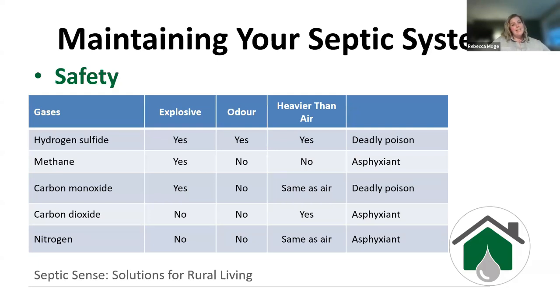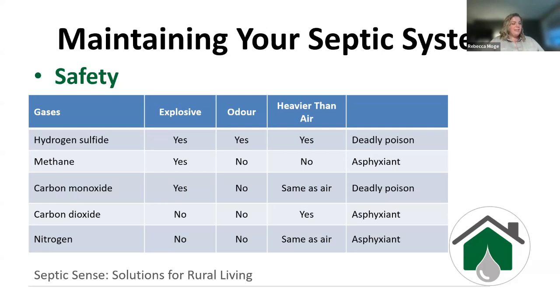The gases in a septic tank will kill you. That's why we don't go into the septic tank. So hydrogen sulfide, or H2S, or sour gas, it will kill you. It kills the nerves in our nose, and so we can't smell it. It has no smell, and it is poisonous.